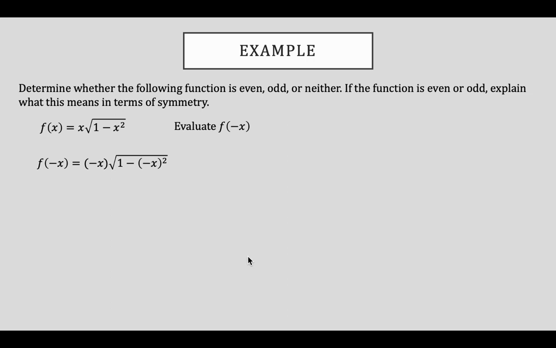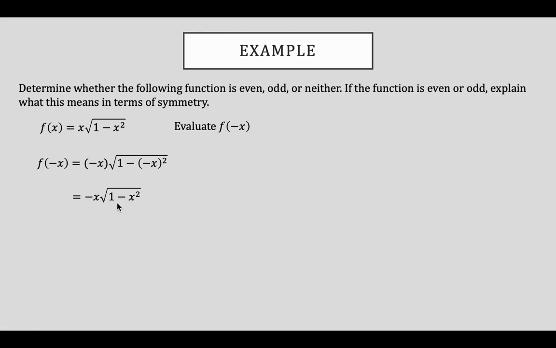Now we need to simplify. Is anything going to simplify here? Well, here I have a negative quantity being squared. As we talked about earlier, anytime I raise a negative quantity to an even exponent, that is going to become a positive. So this is going to become a 1 minus an x squared, again, inside of my square root. This gives me negative x times the square root of 1 minus x squared.